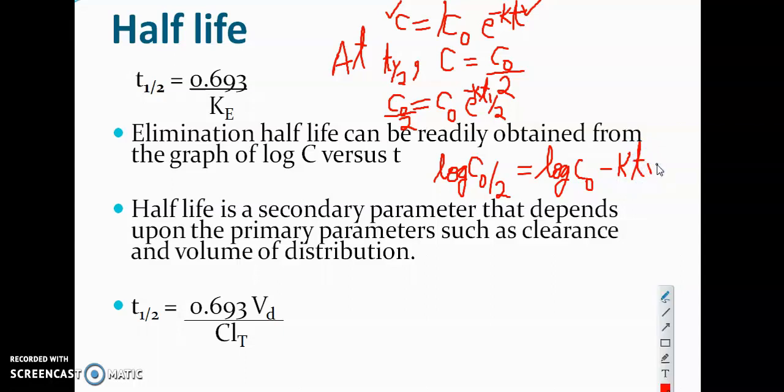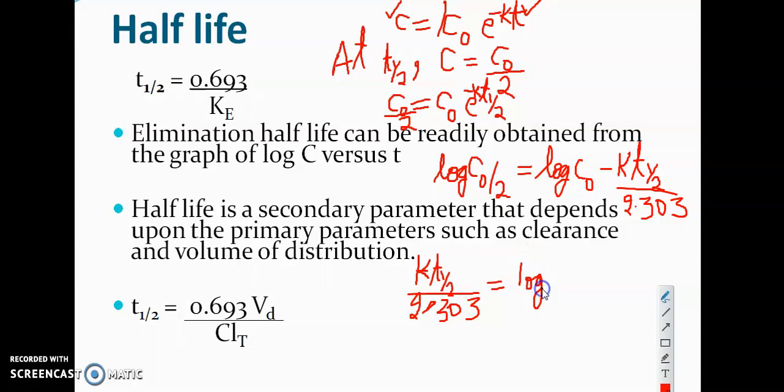Now t half is a particular time point, which we have specified. In the denominator, I'm going to use a factor of 2.303 because I have taken the 10 base logarithm. Now shift the terms. After rearranging the terms on both sides, we get k t half upon 2.303 is equal to log C0 minus log C0 by 2. The negative sign becomes positive when shifted to this side.